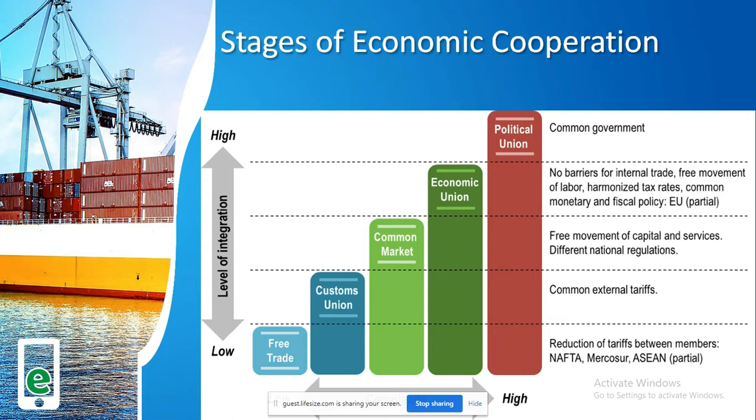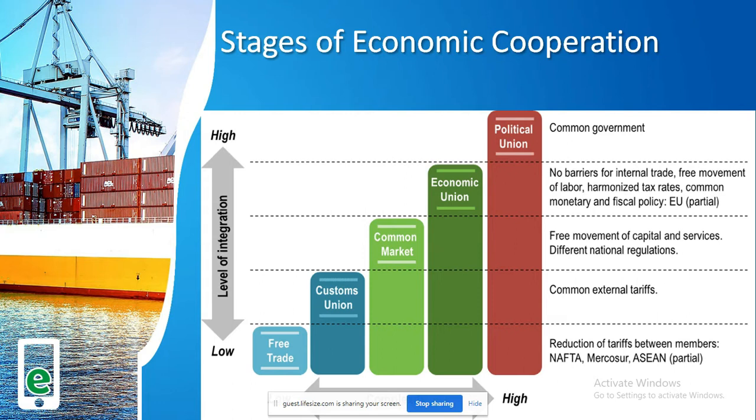Now, again, it is very theoretical in nature that the level of economic cooperation, or the stages of economic cooperation, also defines the trade gains. And of course, economic cooperation goes step by step, stage by stage, going up the level, starting from free trade area, going to customs union, then common market, economic union, political union.